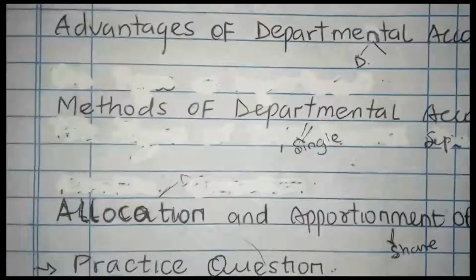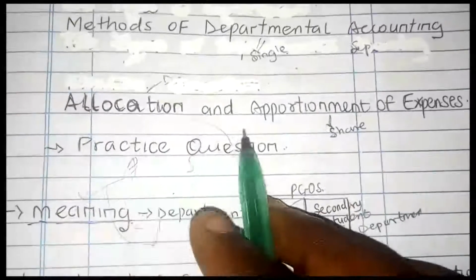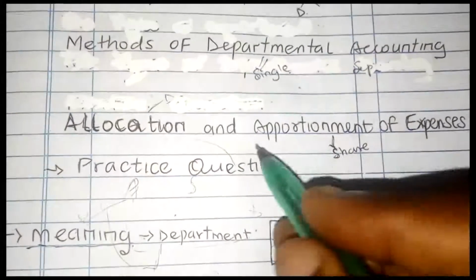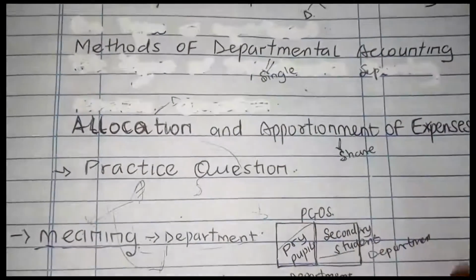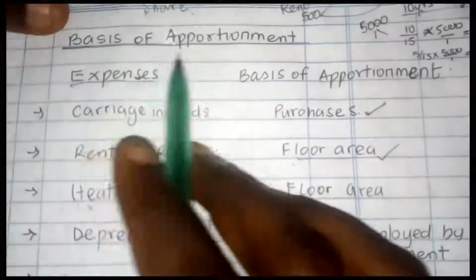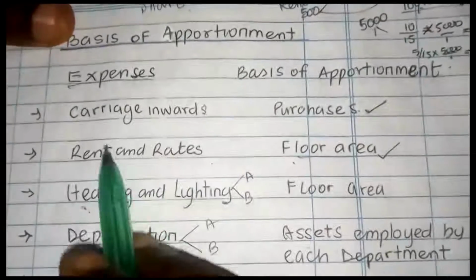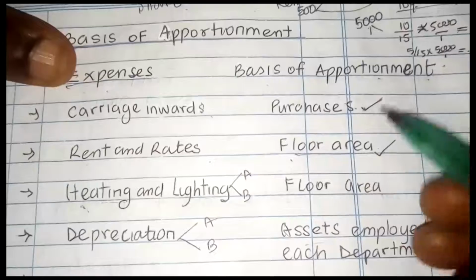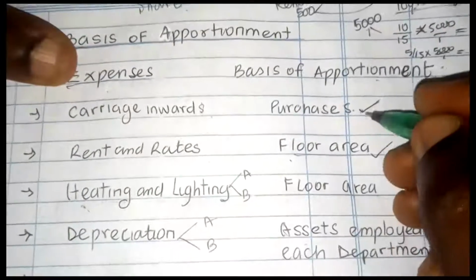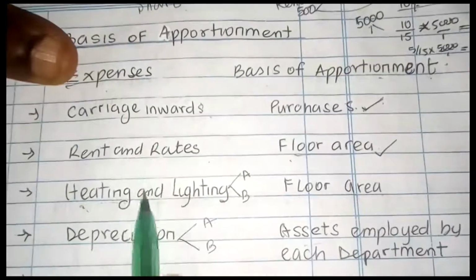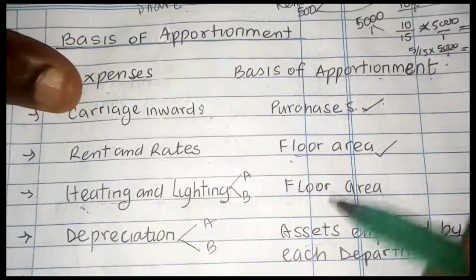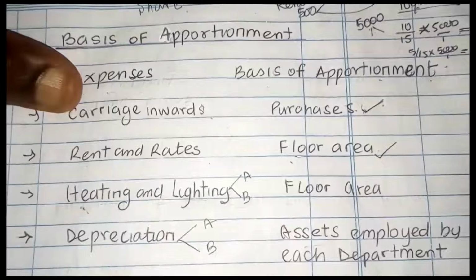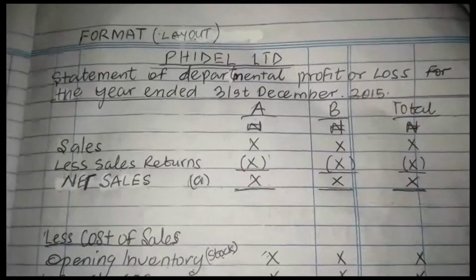Then you also saw the allocation and apportionment of expenses. Under this topic, I gave you the basis of apportionment. We have expenses, carriage inward, the basis of apportionment. The appropriate basis of apportionment has been given for each expense. So these are what we did in the last class. So now let's get started.